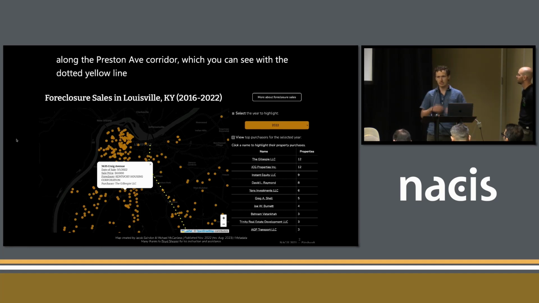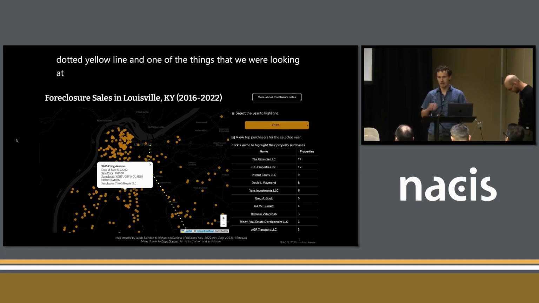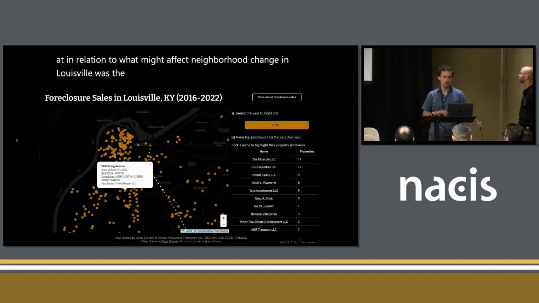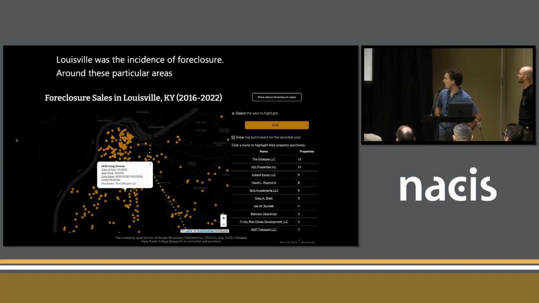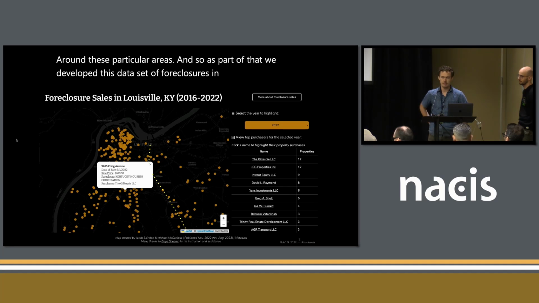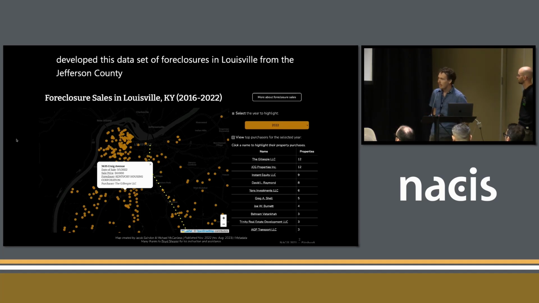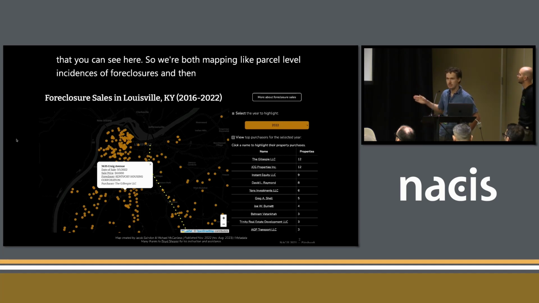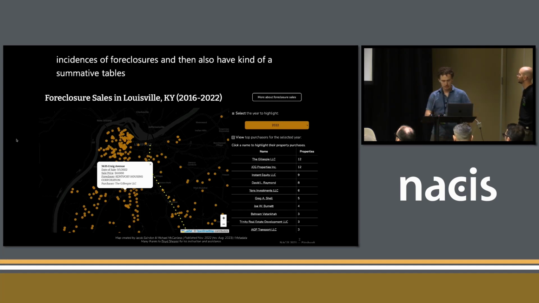And one of the things that we were looking at in relation to what might affect neighborhood change in Louisville was the incidence of foreclosure around these particular areas. And so as part of that, we developed this data set of foreclosures in Louisville from the Jefferson County Circuit Court and began to build out the map that you can see here. So we're both mapping parcel level incidences of foreclosures and also have a summative table embedded in the tool.